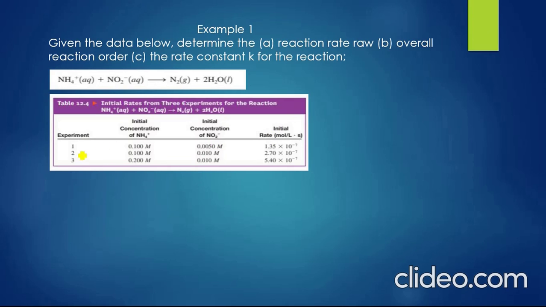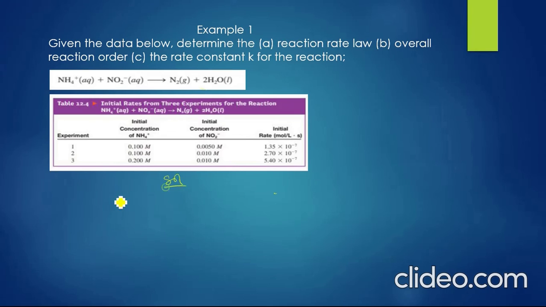So on experiment 1, we can see the concentration for ammonium ion was this. Then on the same experiment 1, the initial concentration of nitrogen dioxide was this, and then the initial rate was determined like this. On experiment 2, we can see the concentration like that, and then even on experiment 3, like that. Now that we know the information given, let's come up with the solutions.